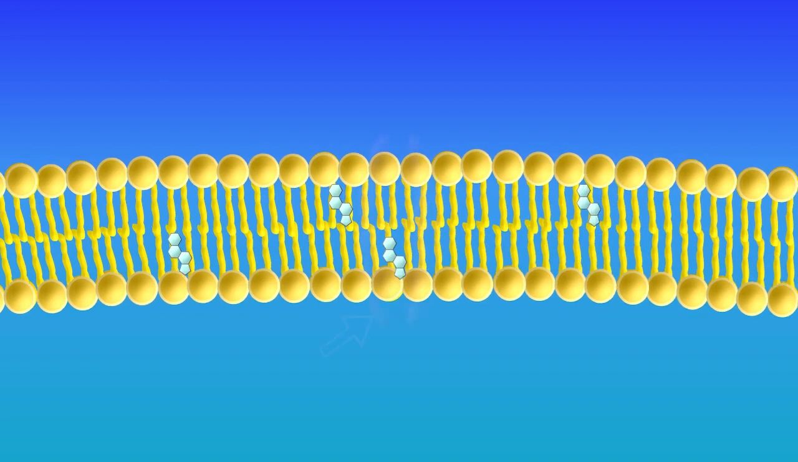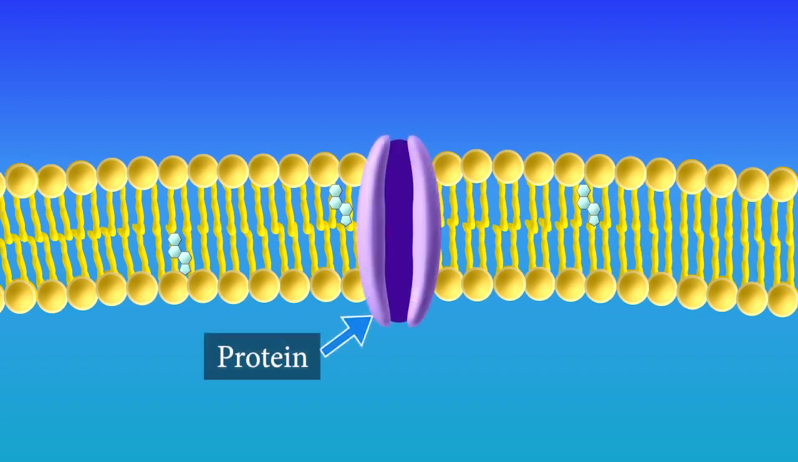Proteins are another important part of the membrane. They do many functions, but one of the most important ones is transporting materials across the membrane, especially if they have a hard time passing through the phospholipid bilayer.